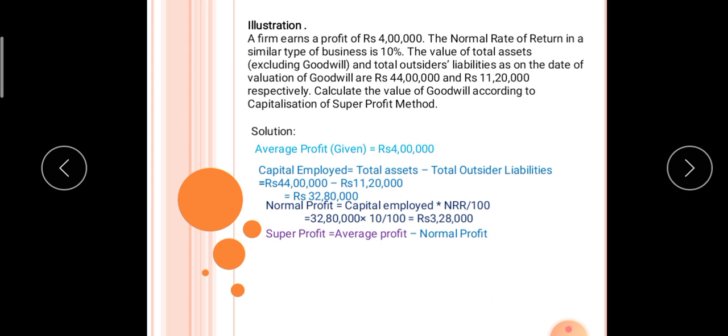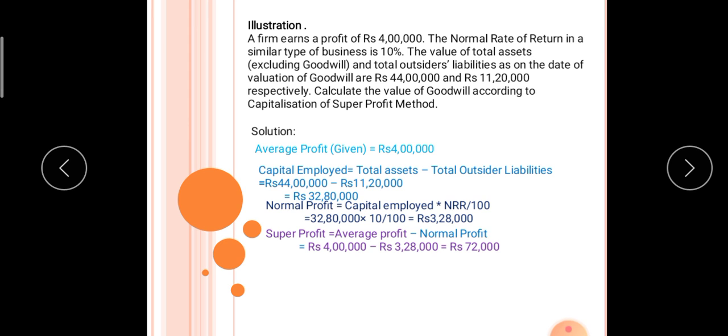Now the next step is to find out super profit. The formula for super profit is average profit minus normal profit. Average profit minus normal profit, we will get super profit. Average profit is 4 lakh rupees and normal profit is 3,28,000 rupees. So super profit is 72,000 rupees.